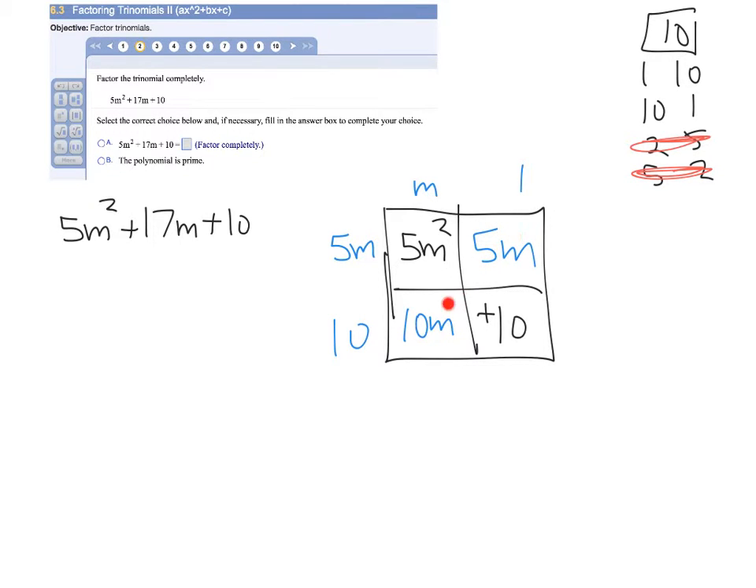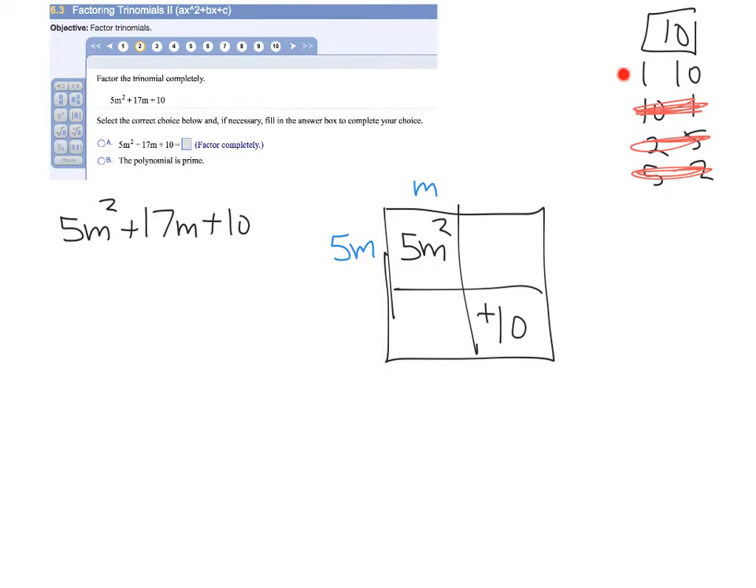And is there a way? We know the first term is going to work. We know the last term is going to work, so it's really only the middles. Is there any way we can get 17m? Nope, no way. So that tells us that the 10 and 1 guess is totally wrong. So we're going to get rid of those, and we are going to cross off this guy, so he's wrong. So we're kind of marching our way through.